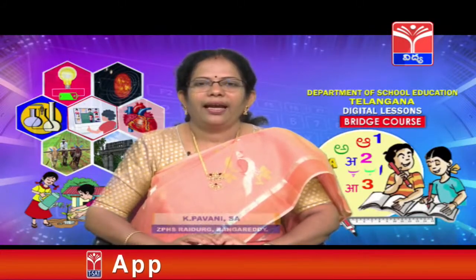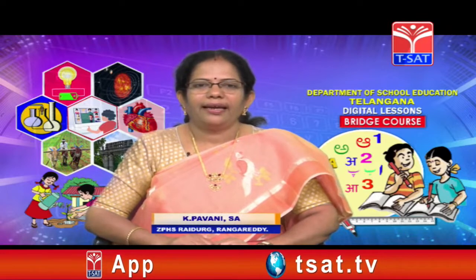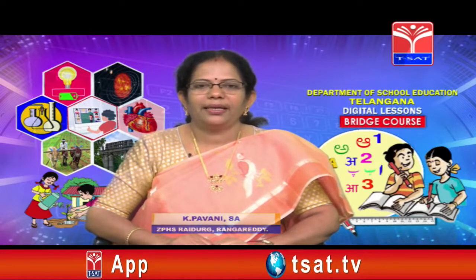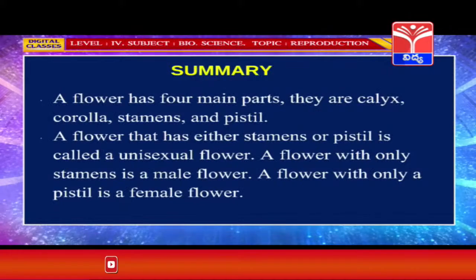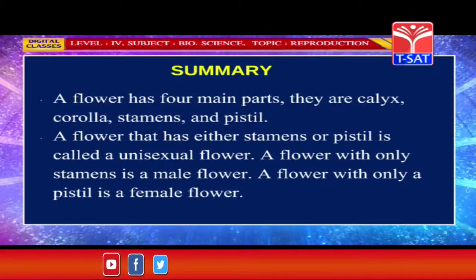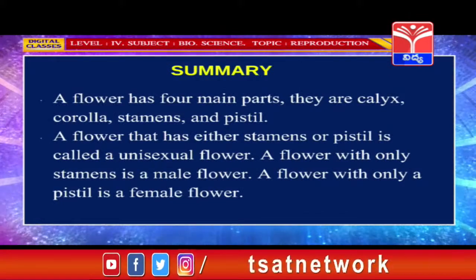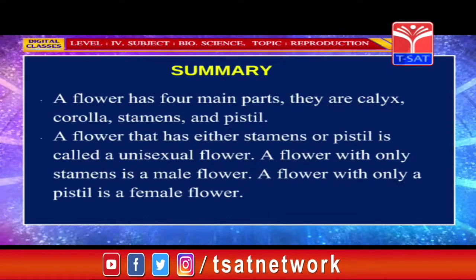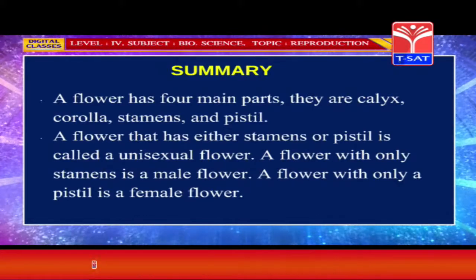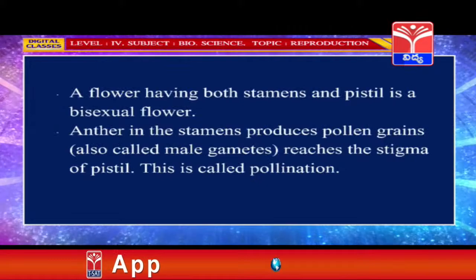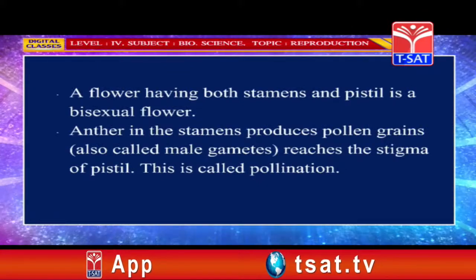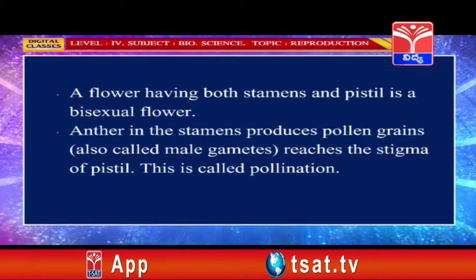Summary: a flower has 4 main parts. They are calyx, corolla, stamens and pistil. A flower that has either stamens or pistil is called a unisexual flower. A flower with only stamens is a male flower. A flower with only a pistil is a female flower. A flower having both stamens and pistil is a bisexual flower.